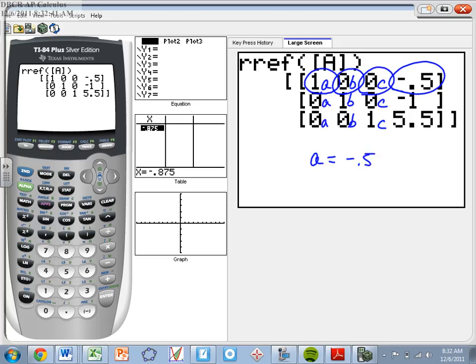The second line says there are no A's in this line. There's one B, there's no C's, and that 1B is equivalent to negative 1. And finally, the last line, C equals 5.5. Again, whenever you see a 0, it means that there are none of those variables there. There are no A's, there are no B's, there's a C here, and that C is equivalent to 5.5. So these numbers are A, B, and C in order. As long as this is the A column, this is the B column, and this is the C column, this will always be A, this will always be B, and this will always be C.